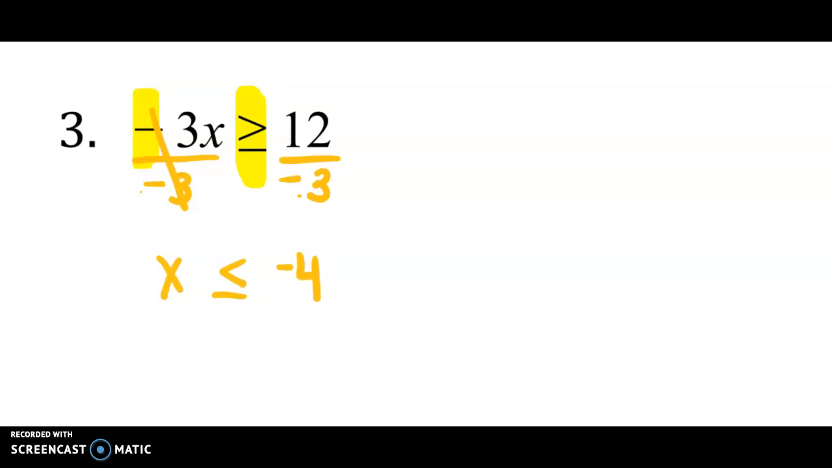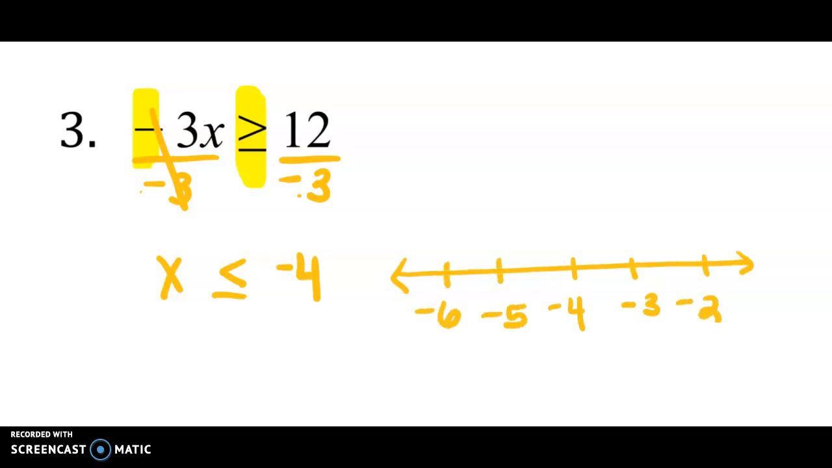Now, when I want to graph this one, I'm going to put -4 in the middle, and I'm going to put 2 above it, and I'm going to put 2 below it. Just remember that your numbers go backwards on the negative side of the number line. Since I have an equal sign on the bottom, I'm going to have a closed circle at -4. And then I want all the numbers that are smaller than -4. So that means I'm going to shade in this direction.